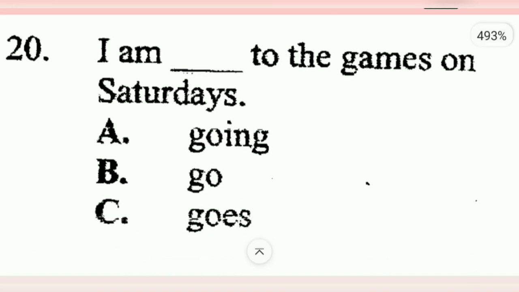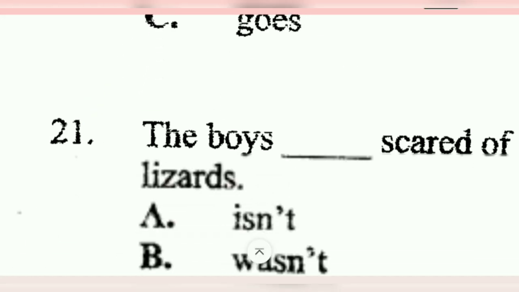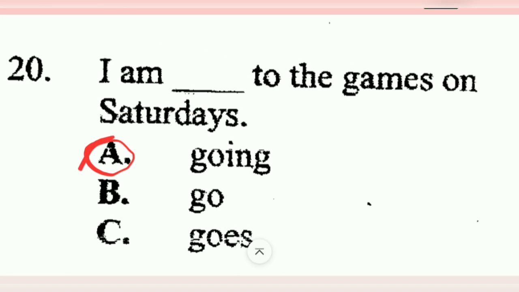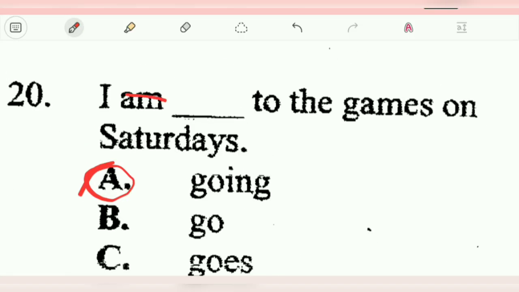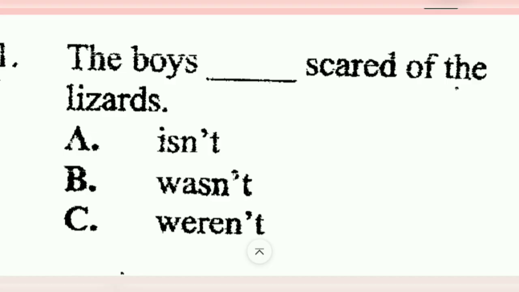20. I am to the games on Saturday. Is it that I am going to the games on Saturday? Or is it that I am go to the games on Saturday? I am goes to the game on Saturday. Now you know it can't be go nor goes. It has to be that I am going to the games on Saturday. All right? If it were I and no am, then you could say I go to the games on Saturday. But because you have the am, I am going. All right? 21. The boys scared of the lizards.